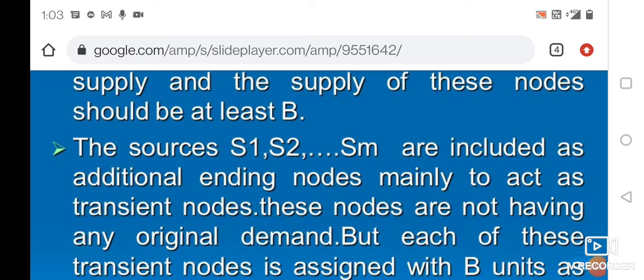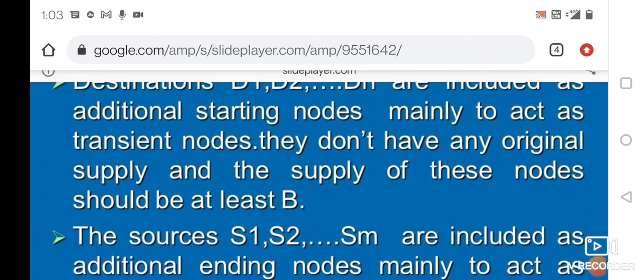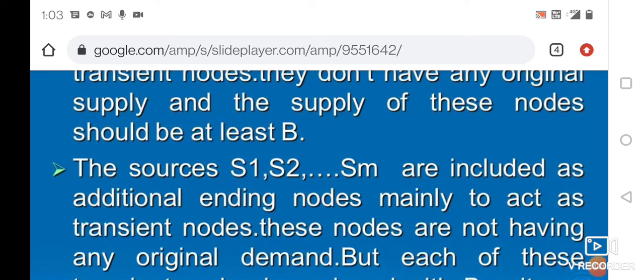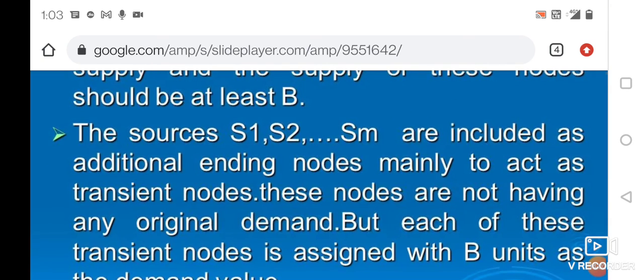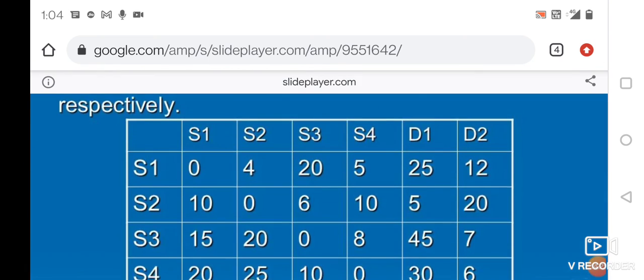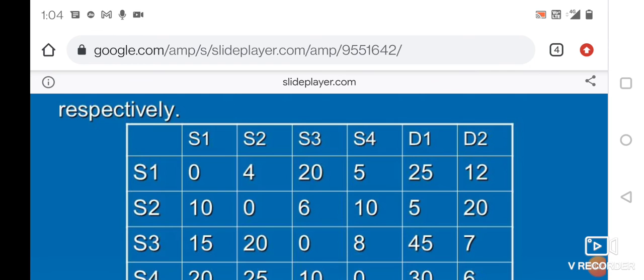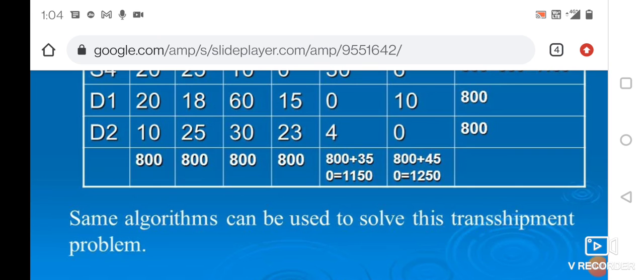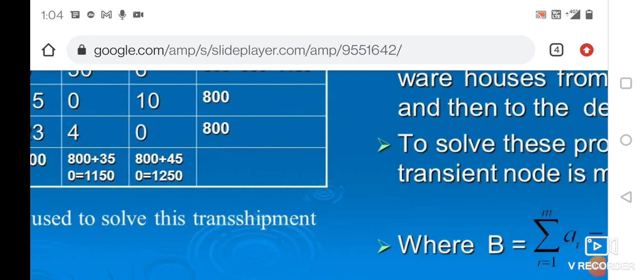The resources, you know the supplies, these are the destinations d1 d2 d3, and resources s1 s2 sm are included as additional ending nodes mainly to act as transit nodes. These nodes do not have any original demand, but each of these transit nodes is assigned b units as the demand value. This is s1 s2 s3, these are the resources, and d1 d2 d3. The same algorithm can be used to solve this transit problem.